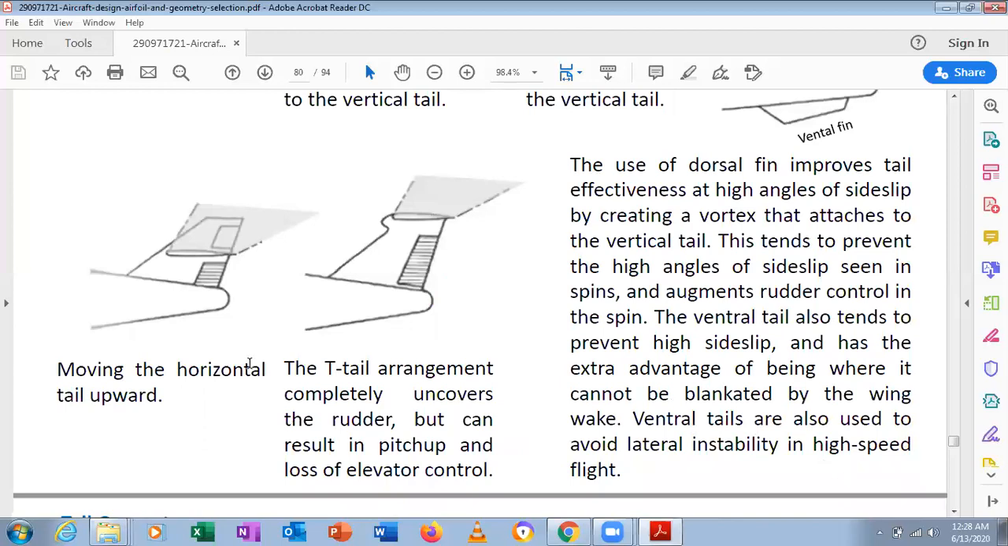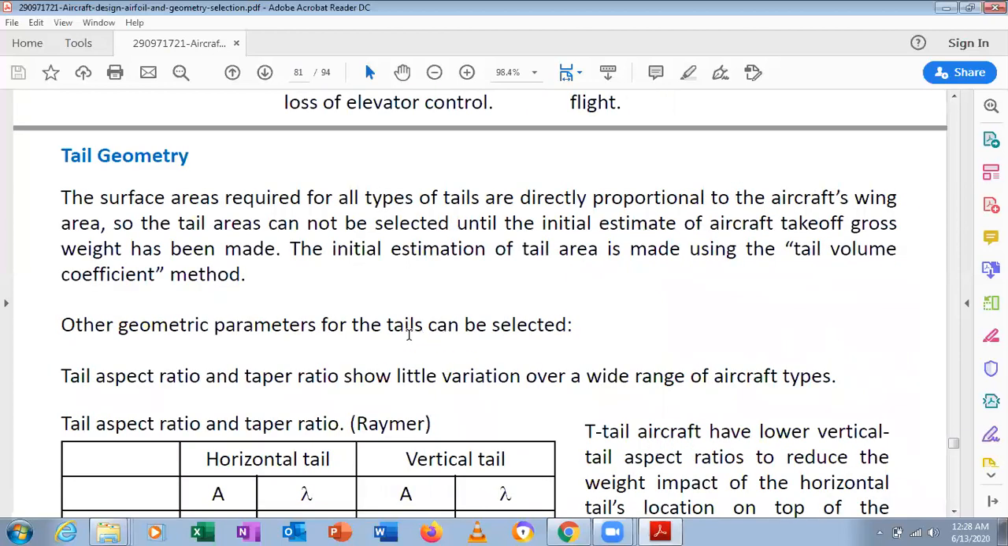Okay, so these are all called, you can see, moving the horizontal tail upward and the T-tail arrangement. We have a different tail arrangement. We can see the flow over it, we can see blanketed and unblanketed and how it is affecting the stability of the aircraft. And we can see a tail geometry.